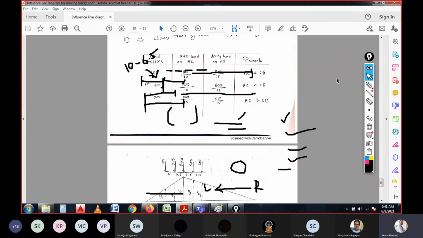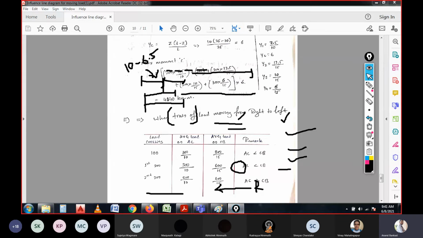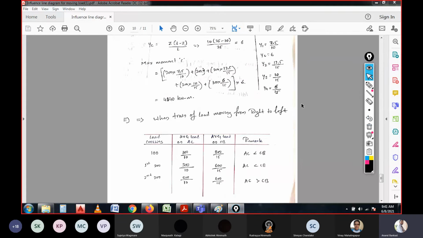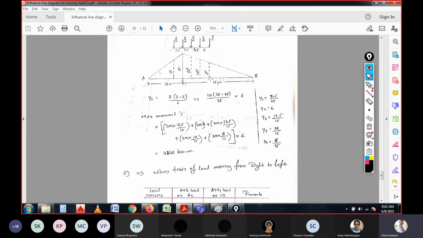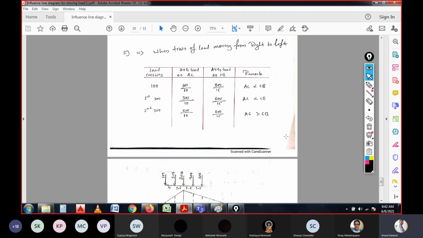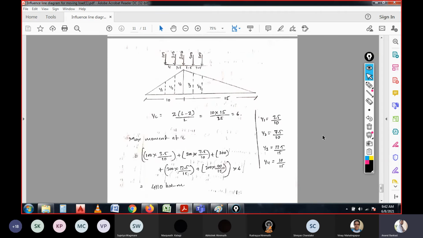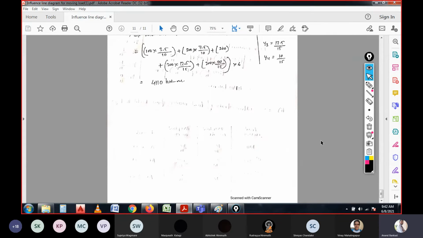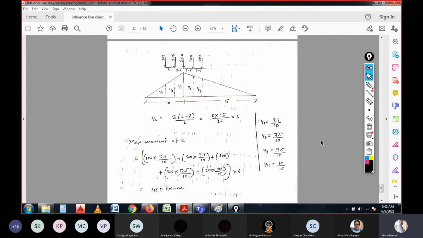At the same time, if you consider the loads moving from left to right, you'll be getting the maximum bending moment on the section as 4140 kilonewton meters. So we get different bending moments when the load is moving in either direction. I hope it is clear for you. If you have any doubts regarding this, please let me know.